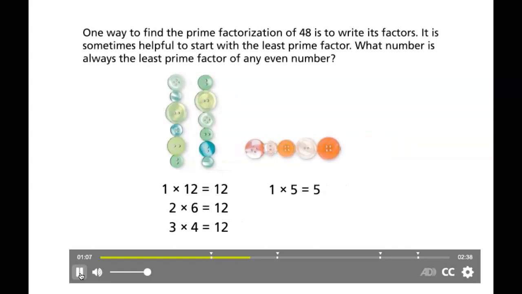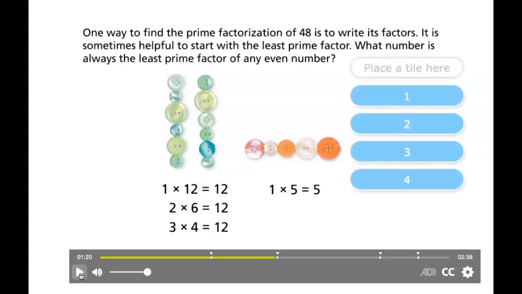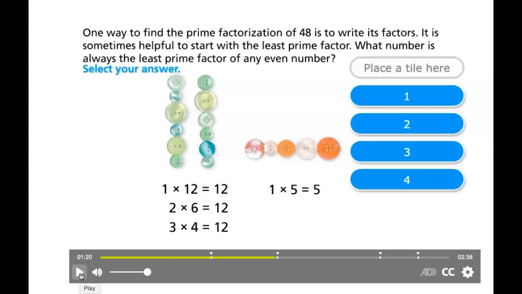One way to find the prime factorization of 48 is to write its factors. It is sometimes helpful to start with the least prime factor. What number is always the least prime factor of any even number? Select your answer. So what is the number that's always the least? Daniel said 2. Anybody else get a different answer? What is the least prime factor of any even number?